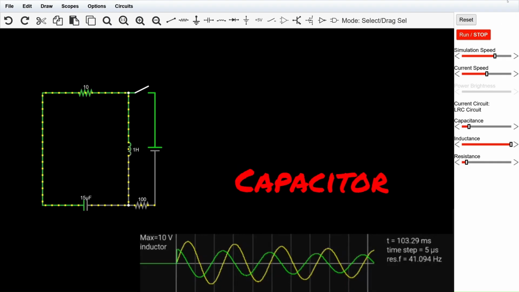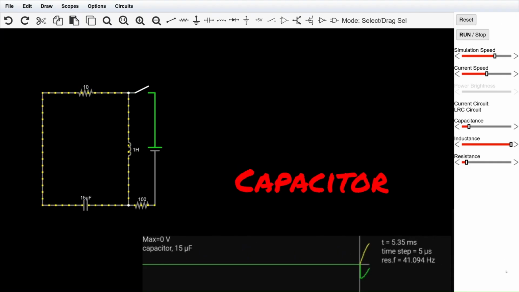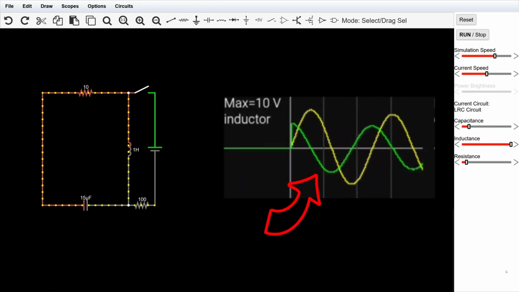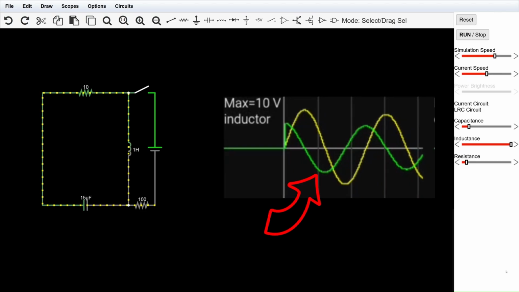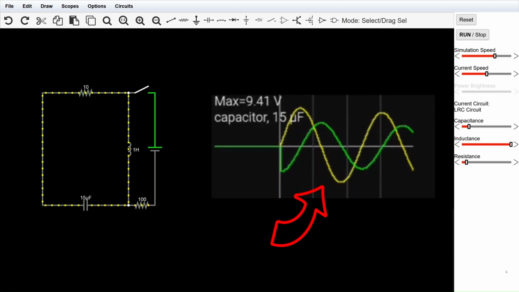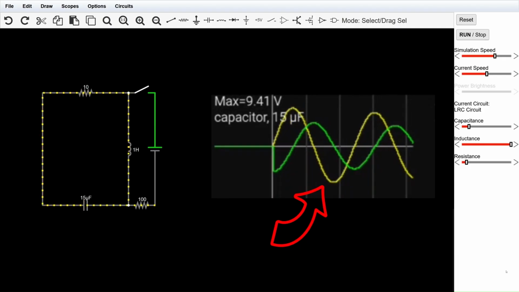For the capacitor, the behavior is reversed. It can release current immediately, but its voltage cannot change instantly because it depends on the amount of stored charge. So the current flows first, and the capacitor's voltage changes gradually as the charge moves. Briefly, in an inductor, the voltage leads the current by 90 degrees. In a capacitor, the current leads the voltage by 90 degrees.